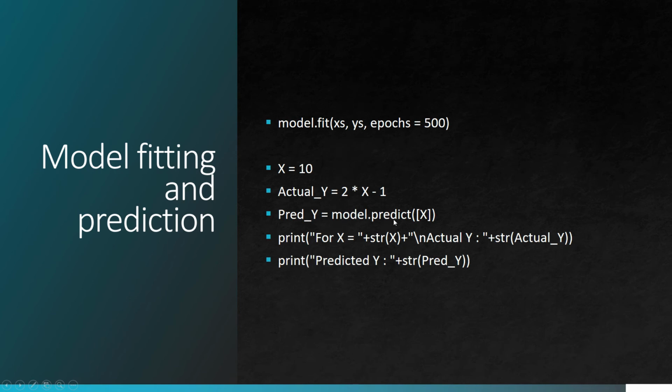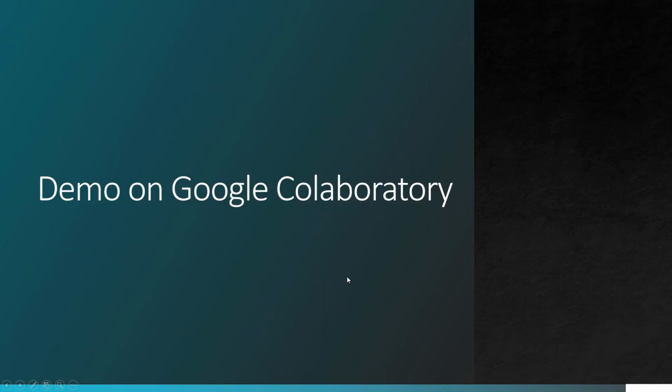Now I want to predict the value for x. So model.predict x. This prediction will be done based on the trained model and it will be saved as pred y. After the prediction has been saved in pred y, then we can print the values and check for ourselves what is the given output. Let's see the demo on Google Colaboratory.